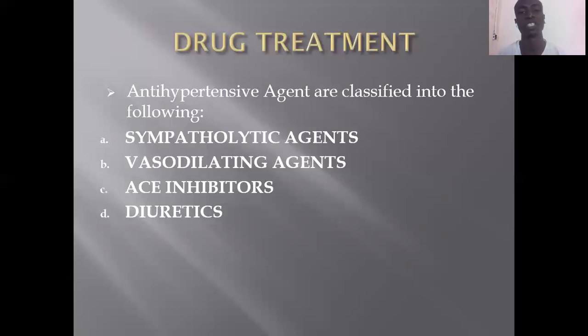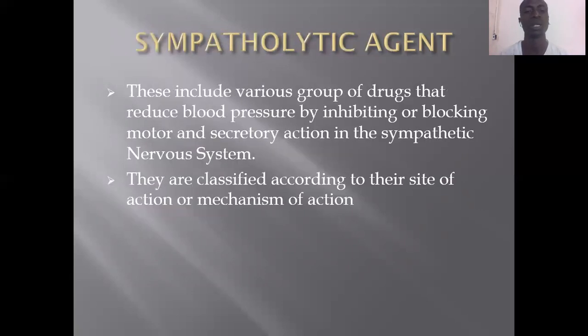Drug treatment of hypertension. Now we're going to look at drug treatment of hypertension. There are about four categories of antihypertensive drugs: diuretics, the ACE inhibitors, vasodilators, and also sympathetic agents. So we are going to start with the sympathetic agents.